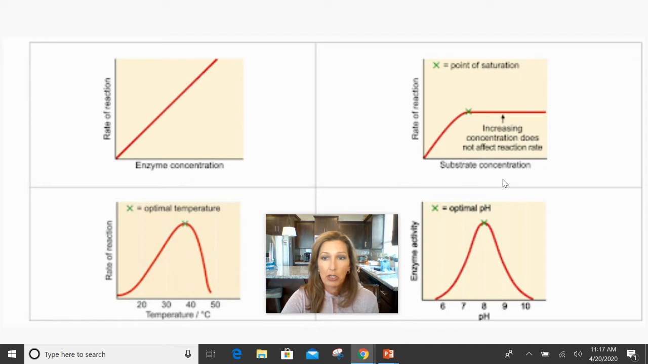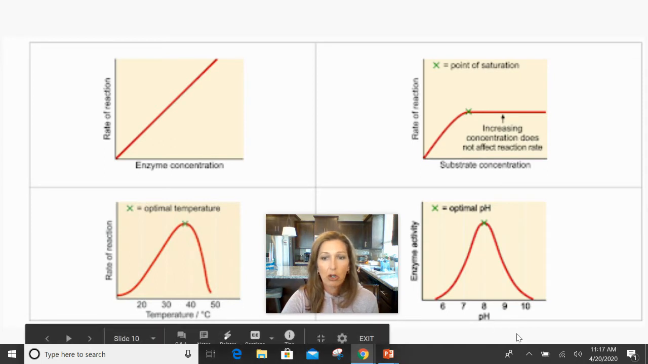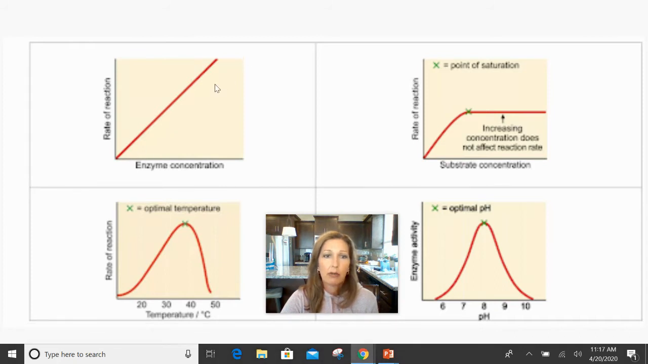So enzyme concentration, substrate concentration, temperature, and then also pH. Now, with enzyme concentration, if I add more enzymes, I increase the rate of reaction. If I have a constant amount of enzyme, but now I increase substrate concentration, for a while I'm going to increase that rate of reaction. But because enzymes stay constant, there is going to be a point of no increase in the rate of reaction because my enzymes are at their max capacity for catalyzing reactions.